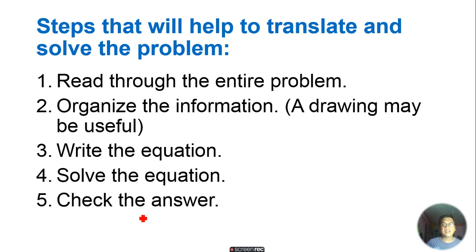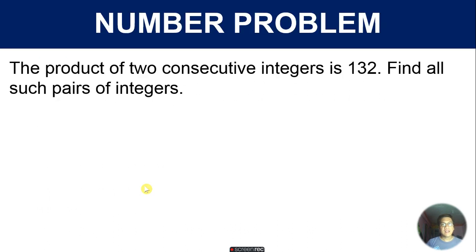Why do we need to check the answer? Because some of the values, especially of the x, will not be possible. Later you will be able to understand why they are not possible as values of x. Alright? So, let's begin with the first problem. This is all about number problems. In number problems, we are asked to find numbers. Let's have the first problem.